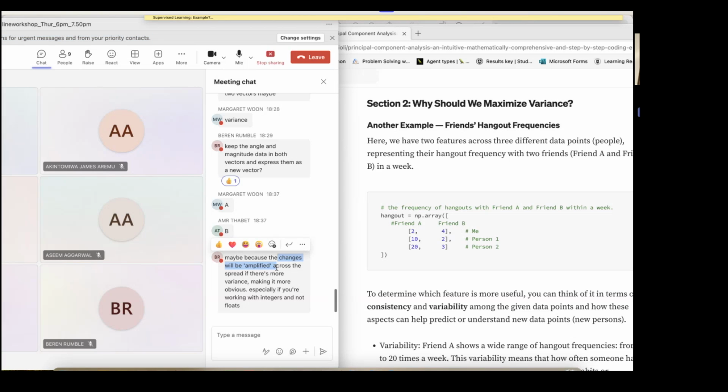Because the change will be amplified across the spread. If there's more variance, it makes it more obvious. I think it makes it more obvious if you are working with the integer and not the float.